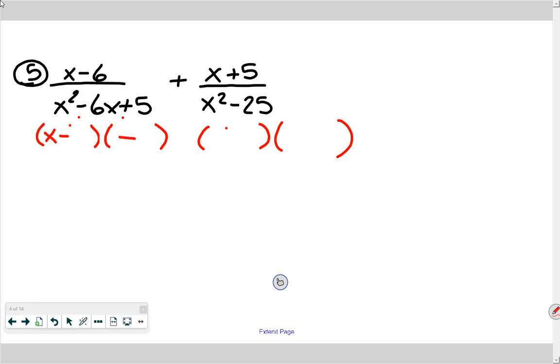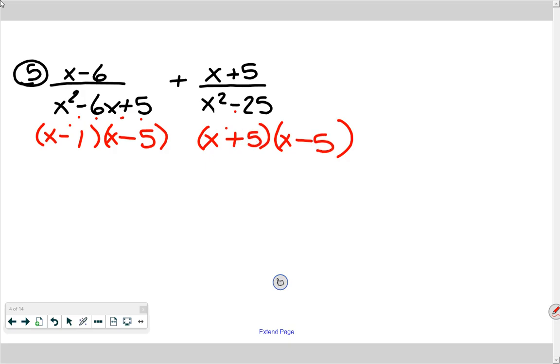I split up my x's, and then I read backwards. What are my factors of 5 that add to give me 6? Well, the only factors of 5 are 1 and 5. Okay, perfect square binomial ends in a negative, so it means that the signs are different. Split up my x's, and then the square root of 25 is 5.